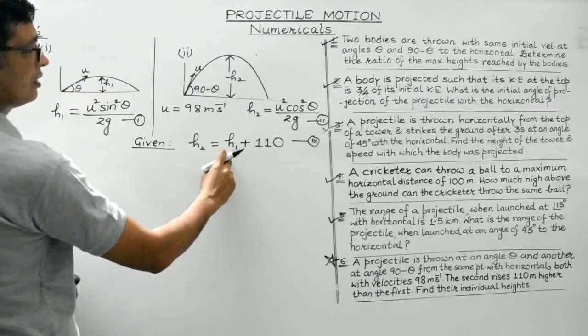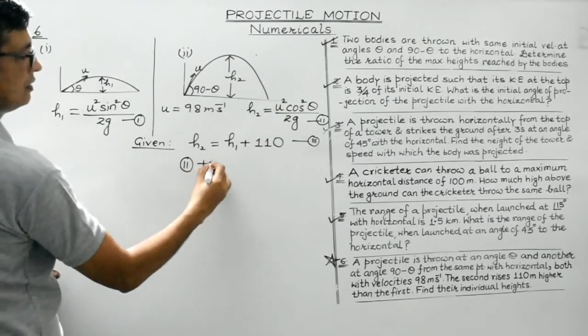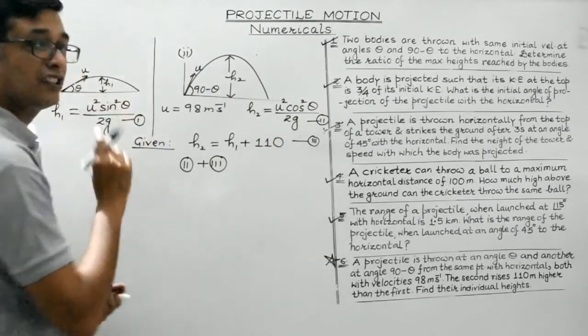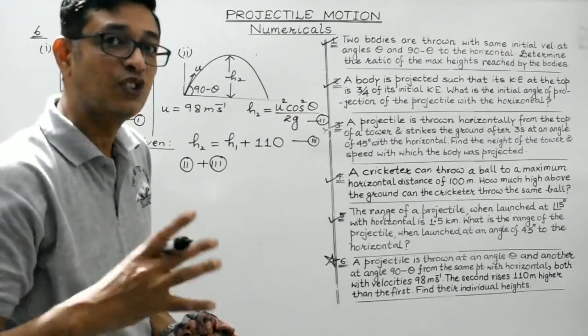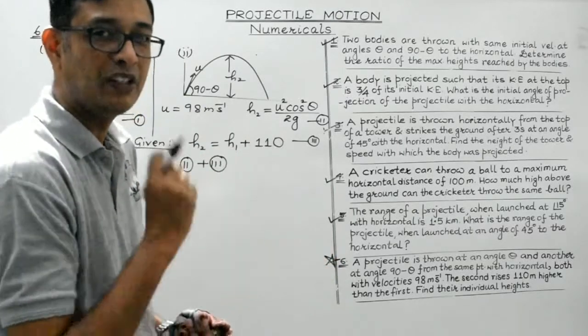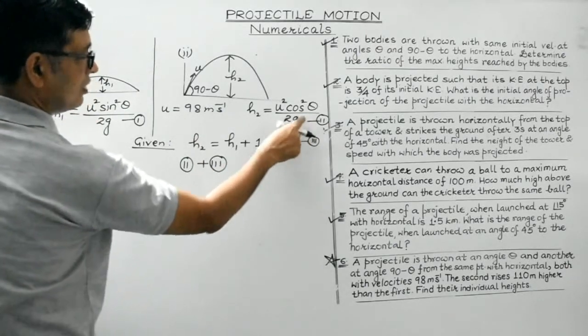What we do is, if we add second and third, because make use of your common sense, here it is cos square theta and here it is sin square theta. We have to make use of the identity that sin square theta plus cos square theta is equal to 1. So let's try to make use of it, right? So what we do is, let's add these two, second and third.